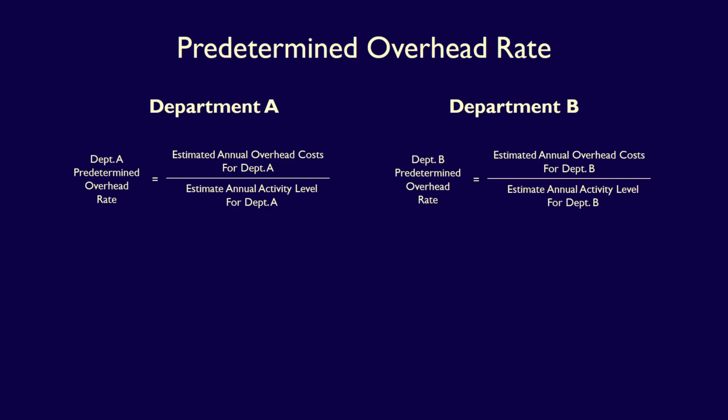Note that the use of departmental rates will result in multiple application rates, one for each department. The formula is the same though. Predetermined overhead rate is equal to the estimated annual overhead cost divided by the estimated annual activity level, or cost driver. However, a rate would be calculated for each department. Here I'm showing two departments, but organizations may have many more departments and would calculate a predetermined overhead rate for every single one of them.